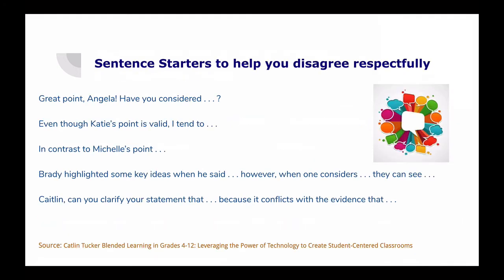Now, sometimes you're going to disagree with your colleagues, and that's fine, but you always want to disagree respectfully. Even if the post you're responding to is disrespectful, that is no reason why you should be disrespectful. You own your own word. You are going to be impeccable with your word, so you are going to respond in a respectful manner. Here are some ways to do that.